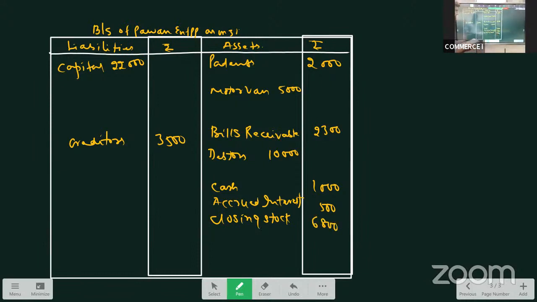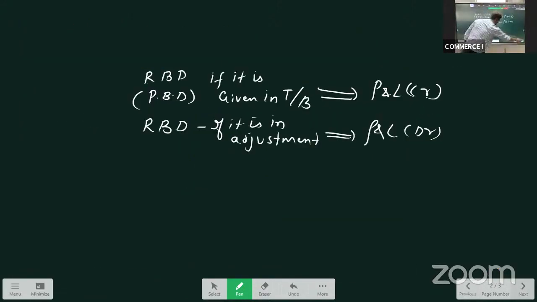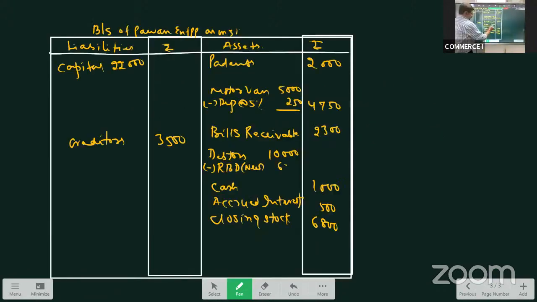Motor van is depreciated by 5%. We have provided depreciation on this at the rate of 5%. That is how much? 250. So deduct and write 4,750. Reserve for bad debts we have created and we have written on the debit side of P&L account. This is the new reserve. How much did we get? We got 600. That 600 we have to deduct and write. So it would be 9,400.